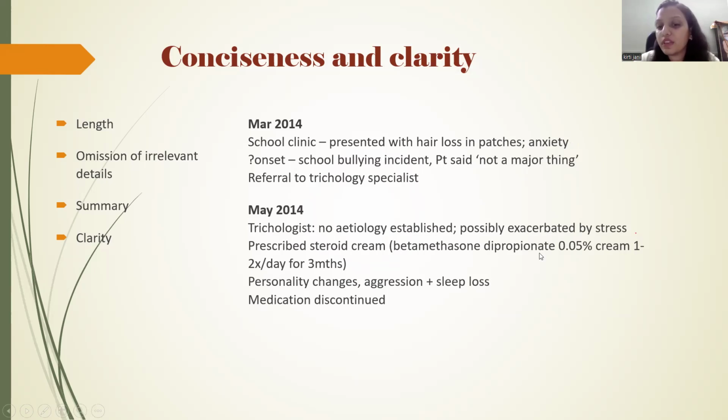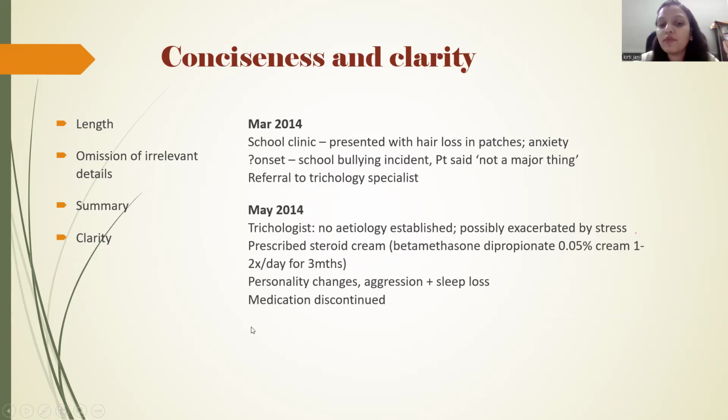I don't think that this is the relevant information. Why? Because at the end, we haven't found any positive changes. So for the nurse practitioner, it is important to know that the patient was referred to the trichologist who prescribed the steroid cream. However, due to personality changes, aggression, and sleeplessness, the medication was discontinued. Right? So I'm omitting that no etiology was established, possibly exacerbated by stress. I'm omitting the name of the medication. Instead, I'm just informing that it was a steroid cream.